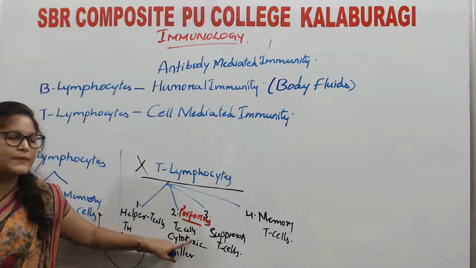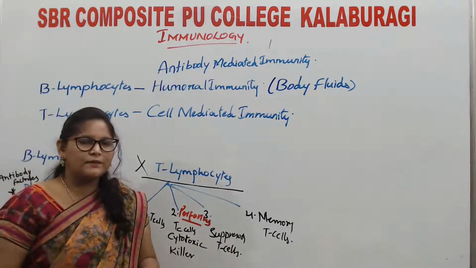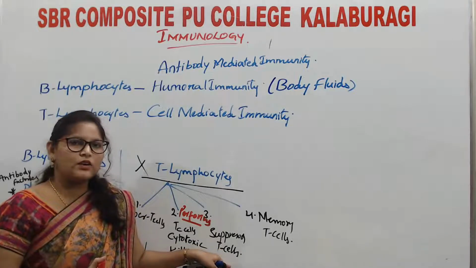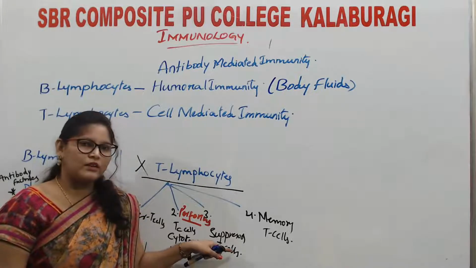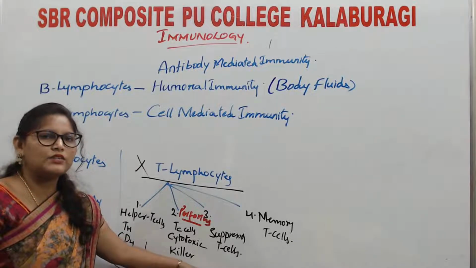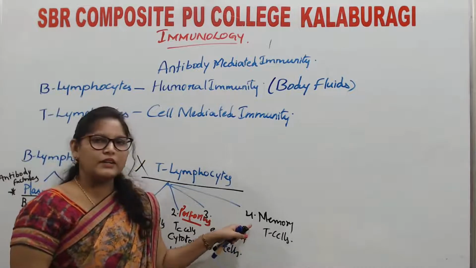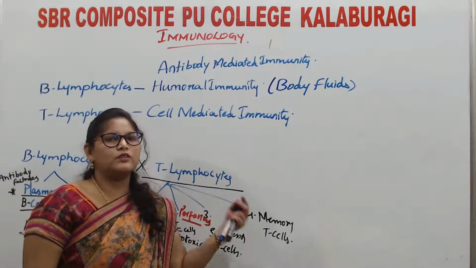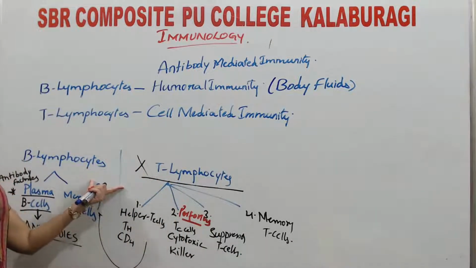What is the toxic substance it is secreting? Perforins. And suppressor T cells. These suppressor T cells will suppress the cancerous cells or any cell which is acting against our own immune system. Is that clear? And memory cells, as the name indicates, will recognize the antigen in the subsequent encounter. So these two are lymphocytes, T lymphocytes and B lymphocytes.